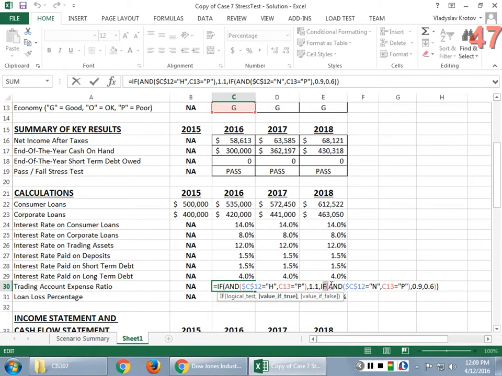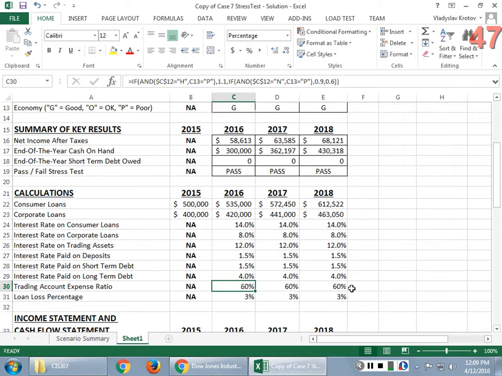However, if volatility is normal, meaning you don't have too much fluctuation in stock, and the economy is poor, the expense ratio will be 90%, meaning you'll make some money on those trading activities. So the salaries and overhead will be 90% of your stock revenues. And for everything else, meaning it's not volatile, it's normal, and the economy is okay or good, you'll have a 60% expense ratio, meaning you'll have a 40% profit margin on those investment activities. So this is how it's calculated.